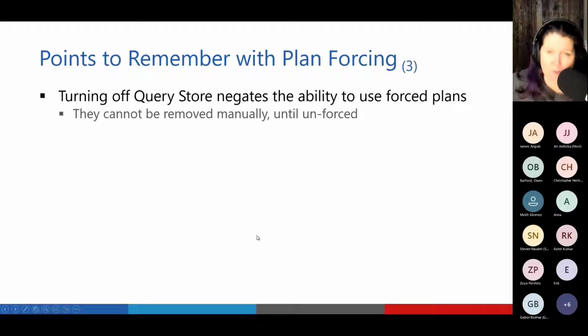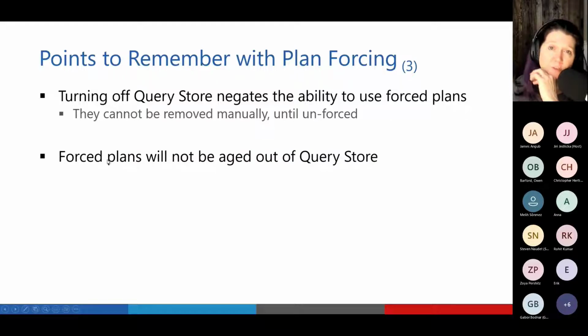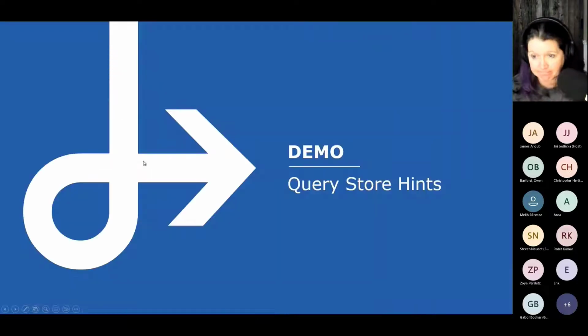If you turn off Query Store, then you have no plan forcing. All the data will be there, but it won't work. So you have to have Query Store turned on. And to me, Query Store is something that you turn on and you leave on. It's not turn it on, turn it off, turn it on, turn it off. Leave it on. And forced plans do not get aged out. If you've got your Query Store configured correctly, it should age out data after a certain amount of time, but forced plans will not be aged out.